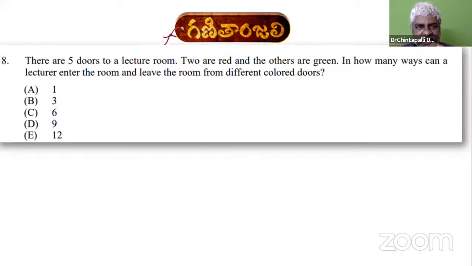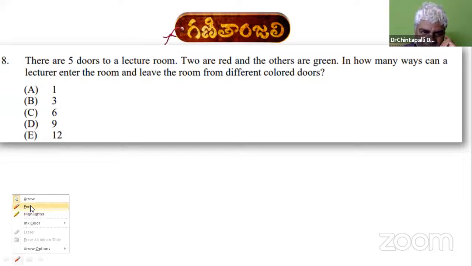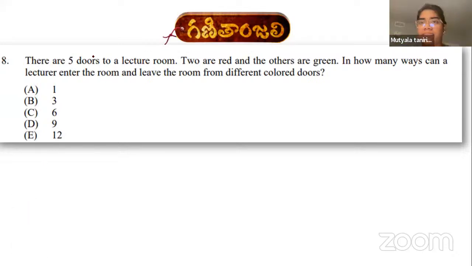All the questions are related to doors and lecture rooms. There are 5 doors to a lecture room. 2 are red and the others are green. In how many ways can a lecturer enter the room and leave the room from different colored doors? Total is 5 doors. What are those 5 doors?